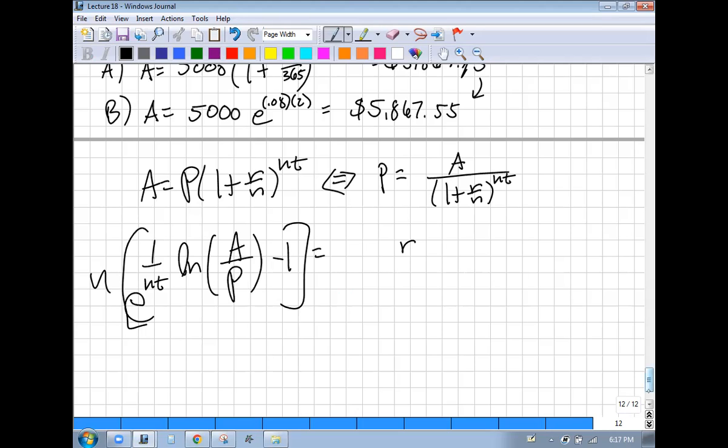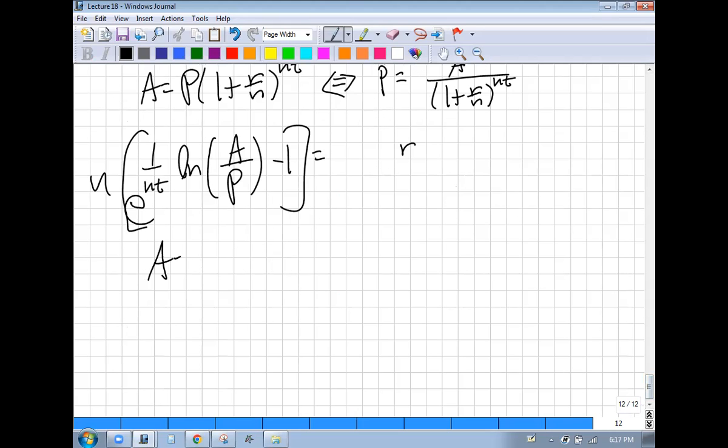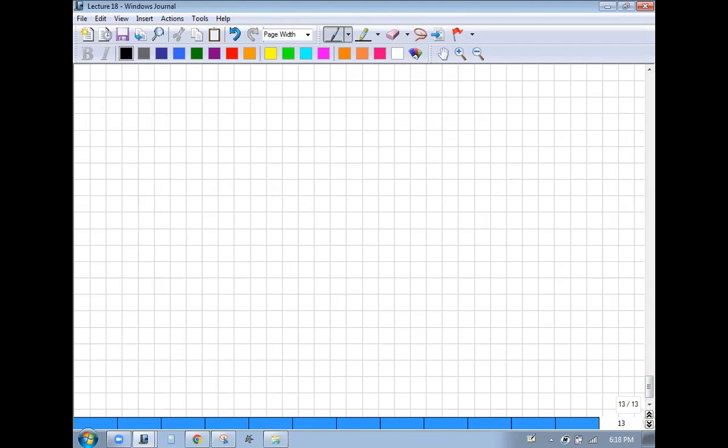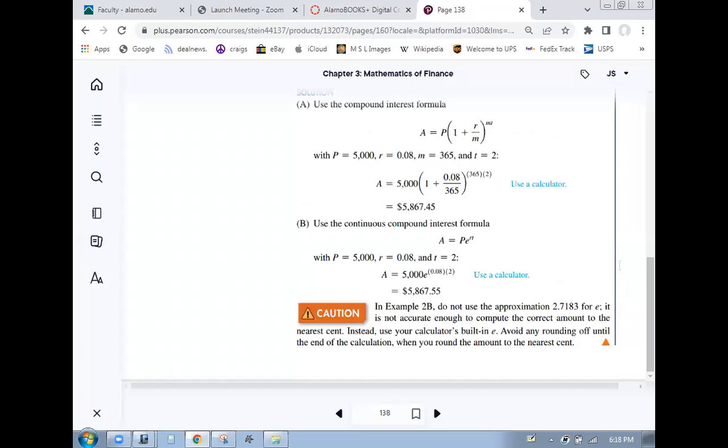But it's a whole lot easier with the continuous compounding of interest. How do I solve for R here? I could divide both sides by P, take the natural log, and then divide by t. So that's a lot easier, right? The continuous one's a lot easier to deal with. So we will have examples like that here coming up soon.